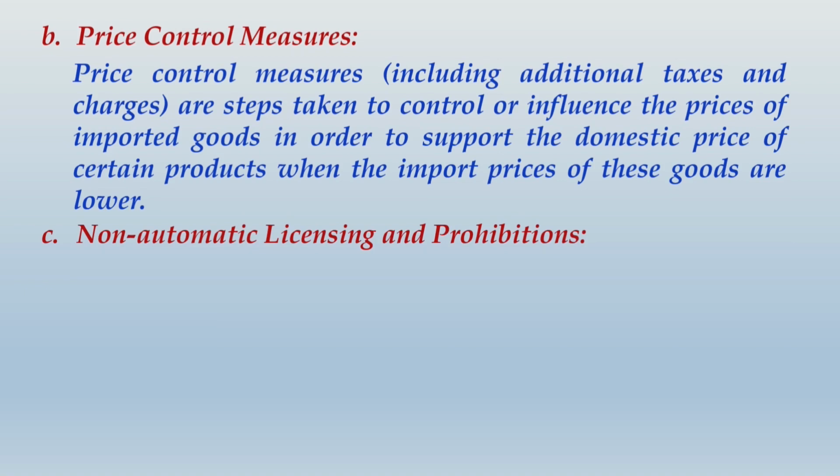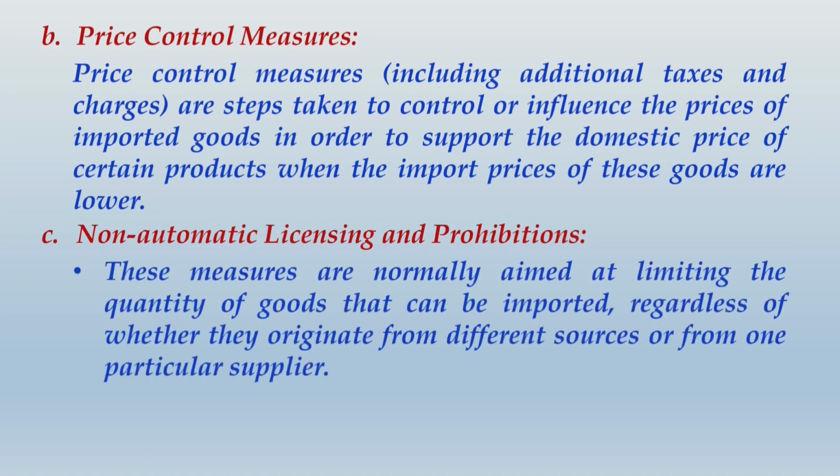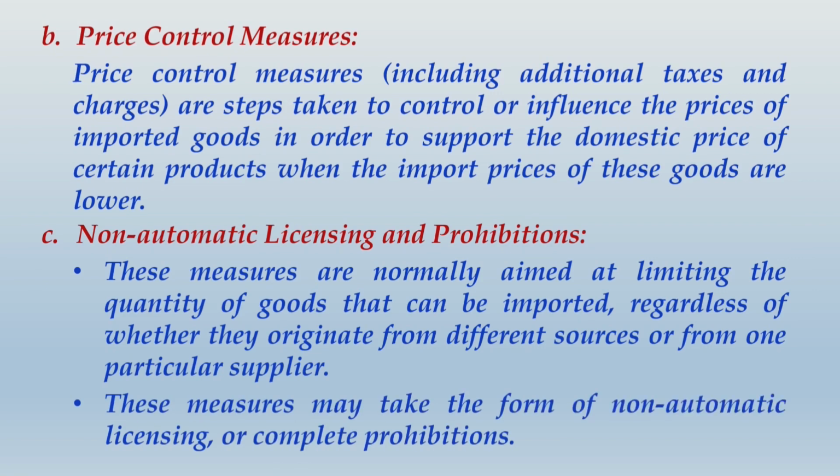Non-automatic licensing and prohibitions. These measures are normally aimed at limiting the quantity of goods that can be imported, regardless of whether they originate from different sources or from one particular supplier. These measures may take the form of non-automatic licensing or complete prohibitions. So please write up this much and then I take you ahead.